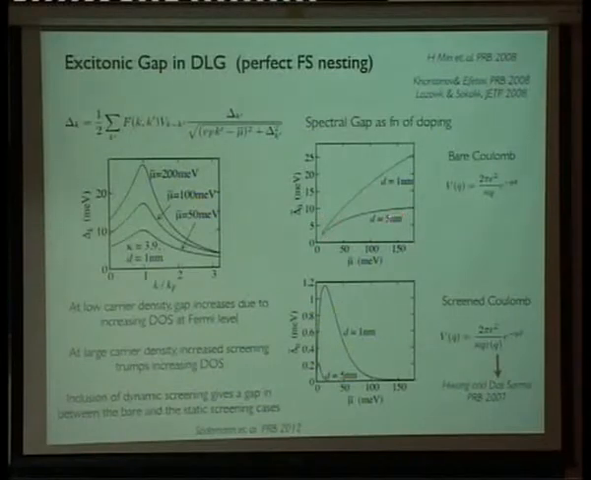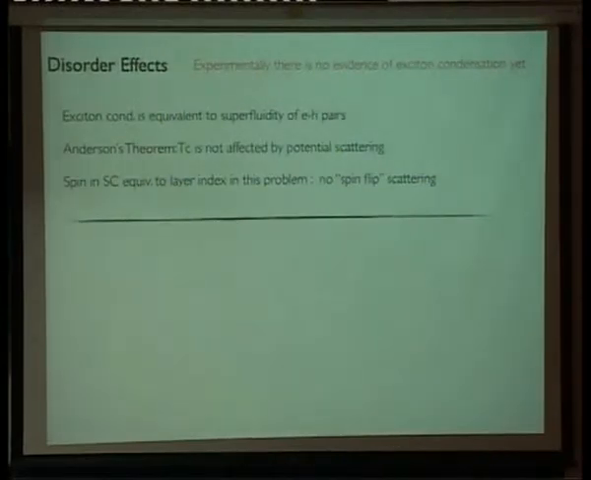Here what happens is if I put the bare Coulomb interaction, as I increase my chemical potential, the gap increases because I have an increasing density of states, which gives me the rise. But then as I increase my Fermi energy, I increase my screening. So at some point the screening overtakes, and large screening basically leads to this. Now if you include dynamic screening, this would be somewhere in between. Okay, so it's an equivalent of superfluidity of electron hole pairs.